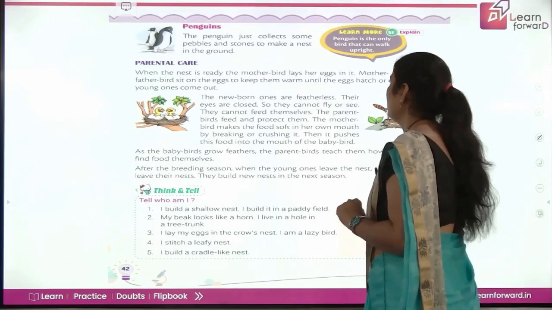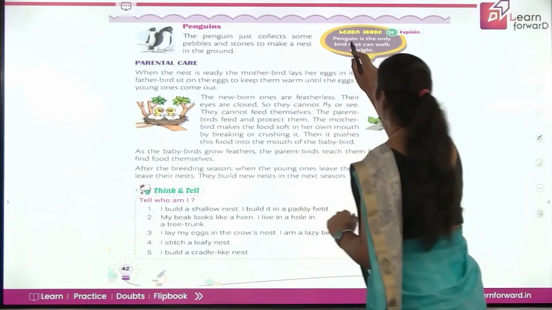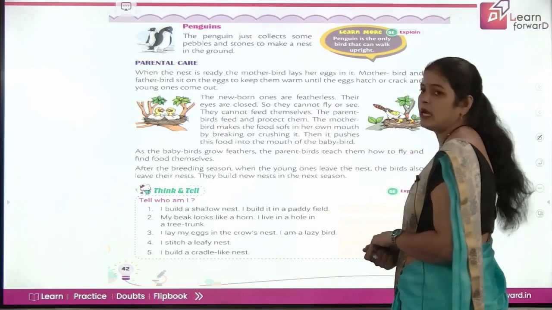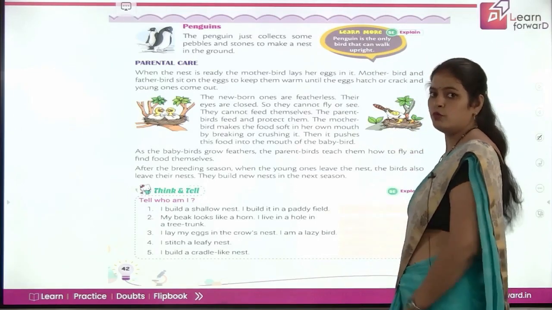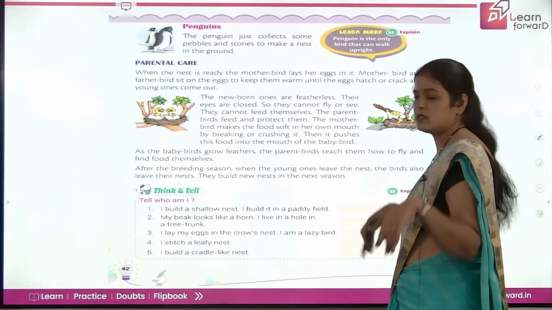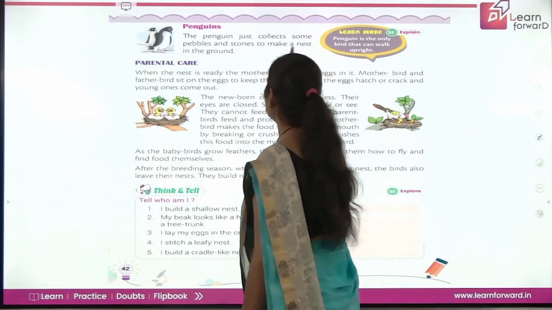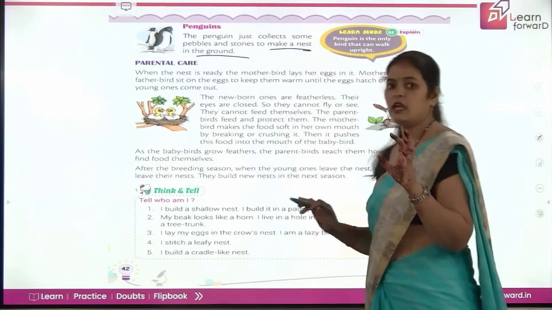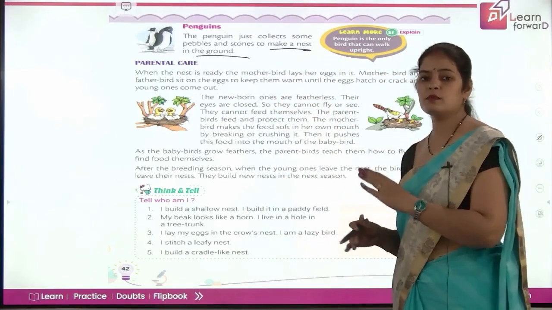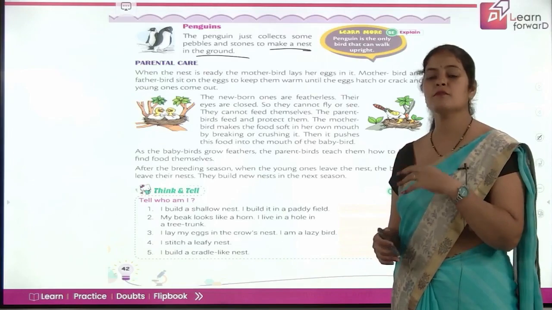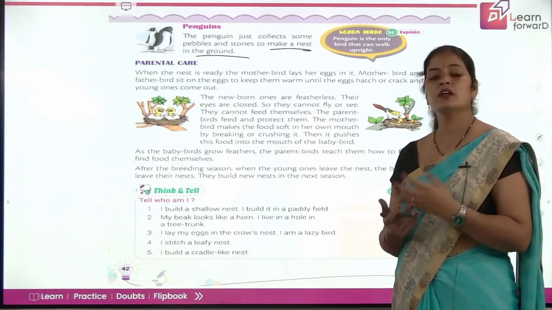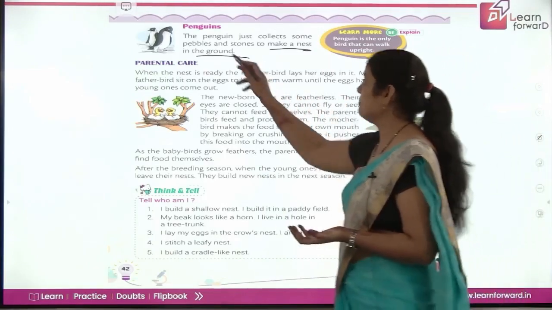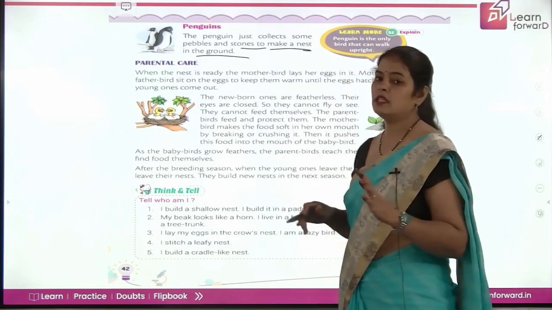Fine. Now penguins. Before starting this, the penguin is the only bird that can walk upright with only 2 legs. The rest 2 are wings. Now the penguins just collect some pebbles and stones to make a nest on the ground. Very easy, because the place where these penguins live does not have much vegetation, many plants or grasses. So they use what? Pebbles and stones that are present there to make their nest.